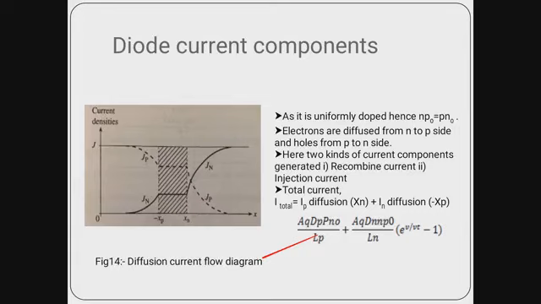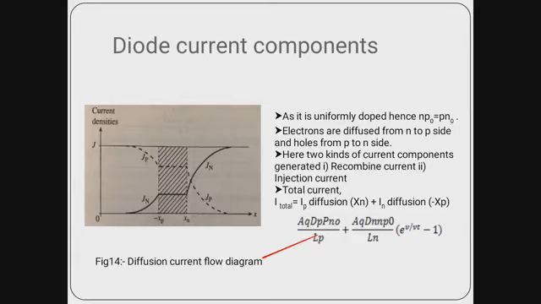The total diffusion current will be the summation of the hole current diffused from P to N and the electron current diffused from N to P, which is denoted by these equations: A q Dp Pn0 by Lp, the diffusion length, plus A q Dn Np0 by Ln, for the electron current, multiplied by e to the power V upon Vt minus 1. This is the simple diode current equation.